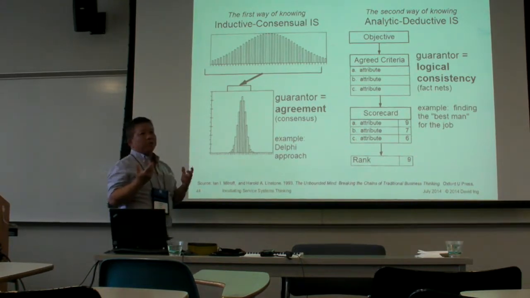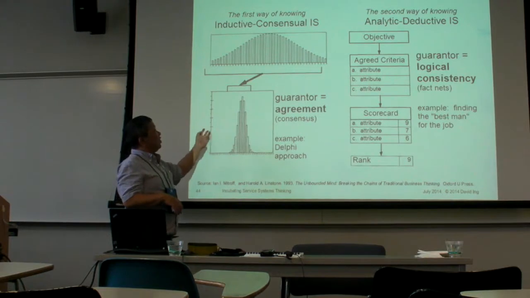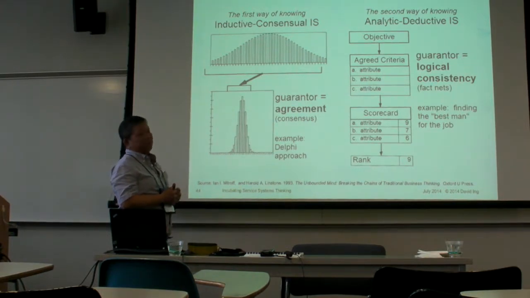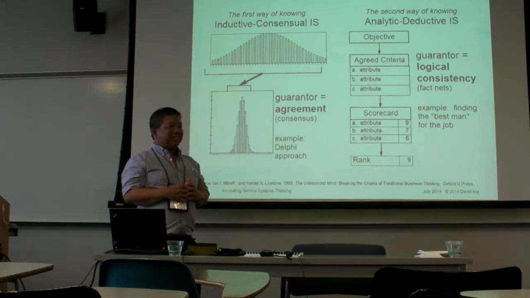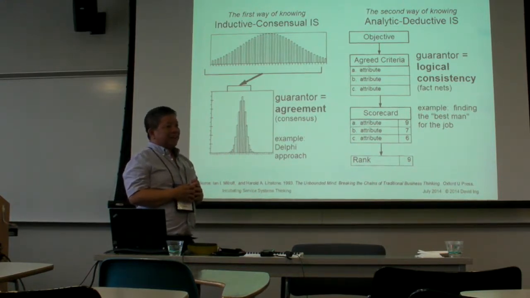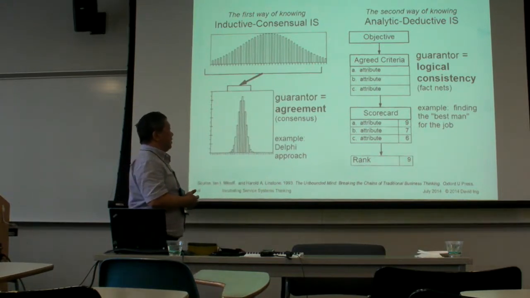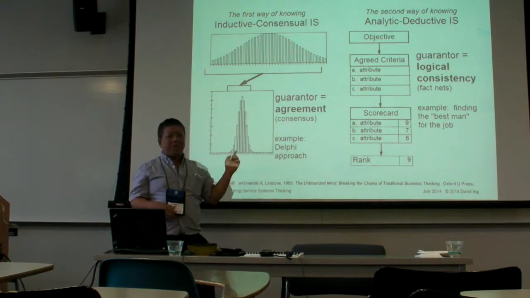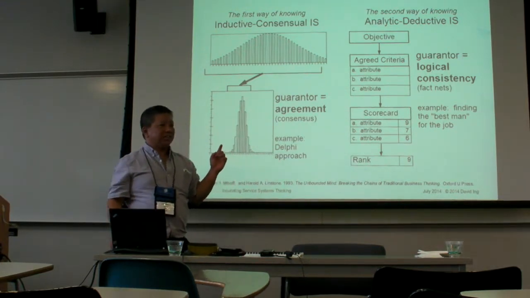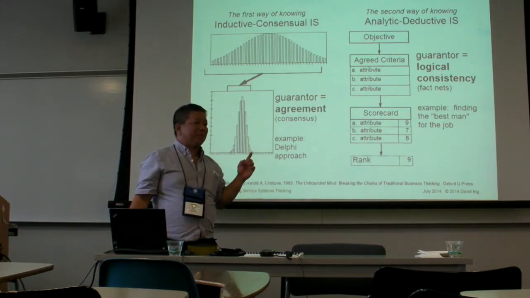So how do we know that something is true? The example we could talk about here is if we all in this room agree the world is flat, the world is flat. And that's just, you know, that's one way of knowing. And the guarantor is that we agree. And this is the way that Wikipedia actually works. It's inductive consensual.